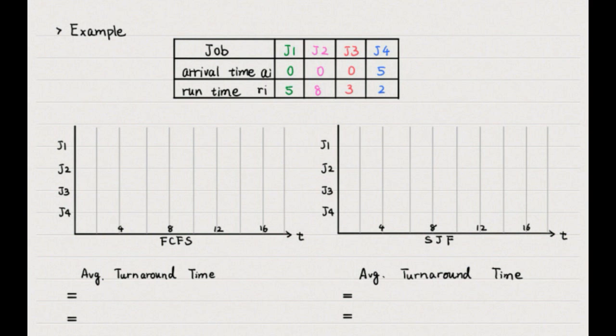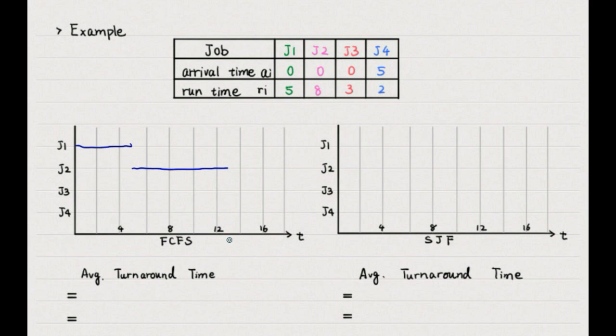At time t equals 0, J1, J2, and J3 have arrived. We can pick either J1, J2, or J3. Let's pick J1 here. J1 runs for 5 seconds from time 0 to 5. Next, at time t equals 5, J2, J3, and J4 have arrived. Because J2 and J3 arrived before J4, let's pick either J2 or J3 here. We pick J2. J2 runs for 8 seconds from time t equals 5 to time t equals 13.